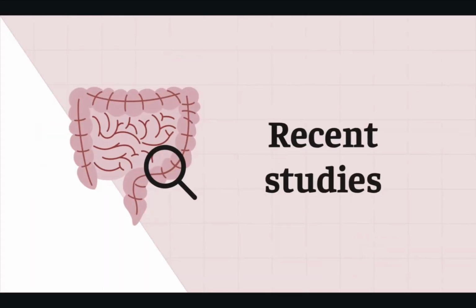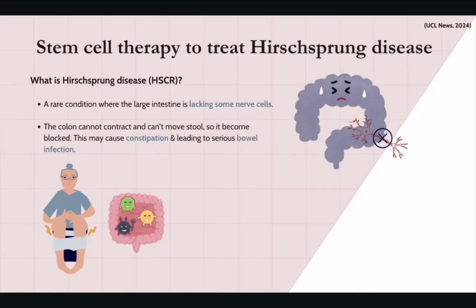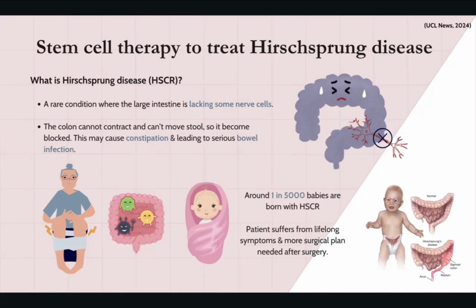Here are some recent studies of the large intestine. The first one is stem cell therapy to treat Hirschsprung disease, also known as HSCR. It is a rare condition where the colon is lacking some nerve cells, and it cannot contract and may lead to constipation and bowel infections. Around 1 in 5,000 babies are born with HSCR. They suffer from lifelong symptoms and more surgical plans are needed after surgery.